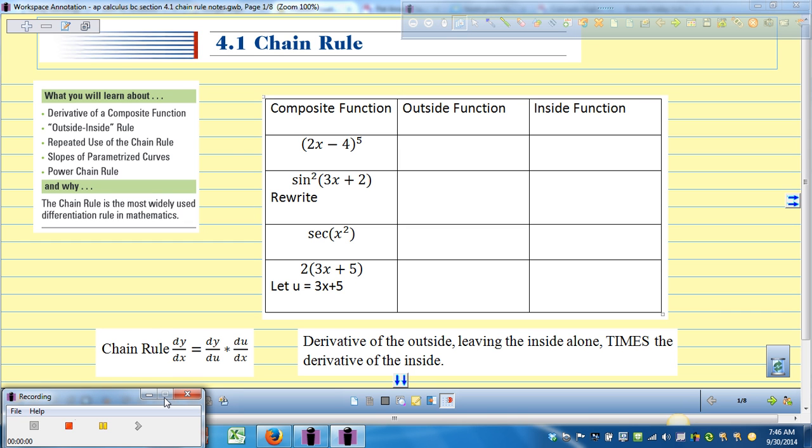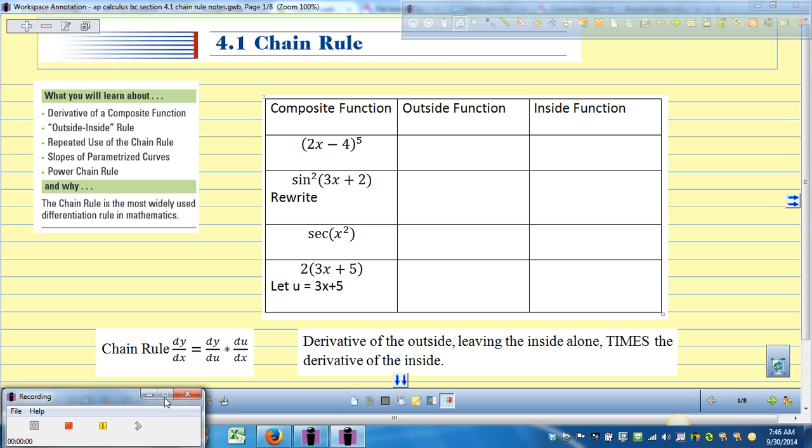The section 4.1 chain rule. The chain rule is a rule that we use on derivatives of composite functions. So I was saying, up until now, when we had something like 2x minus 4 to the fifth, what would we have to do?